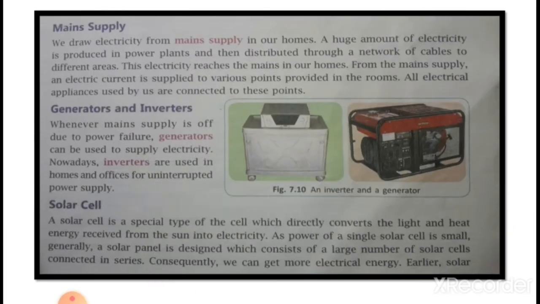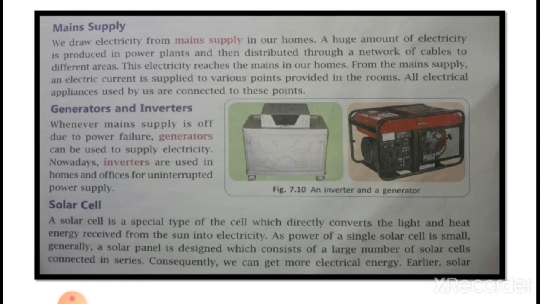Next one is about main supply. We draw electricity from the main supply in our homes. A huge amount of electricity is produced in power plants and then distributed through a network of cables to different areas. This electricity reaches the mains in our homes. From the main supply, an electric current is supplied to various points provided in the rooms. All electrical appliances used by us are connected to these points. So children, we all know that the main supply is another source of electricity in our home.